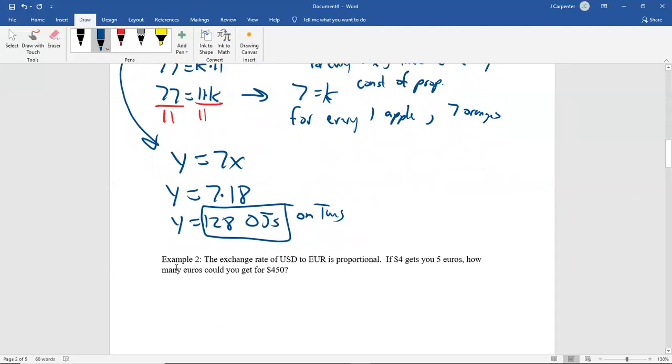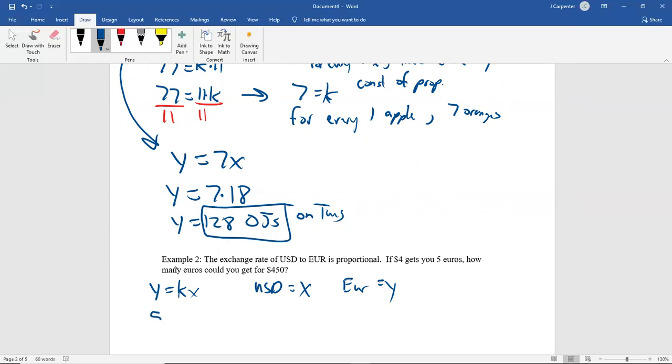All right, so here's what we can do. We can say, well, it's proportional, so we can write y equals kx. But we've got to call y and x something very specific. Now again, which one I call which doesn't technically matter. I'm going to choose to call the USD, the US dollar amount, the x, and the euro amount, the y.